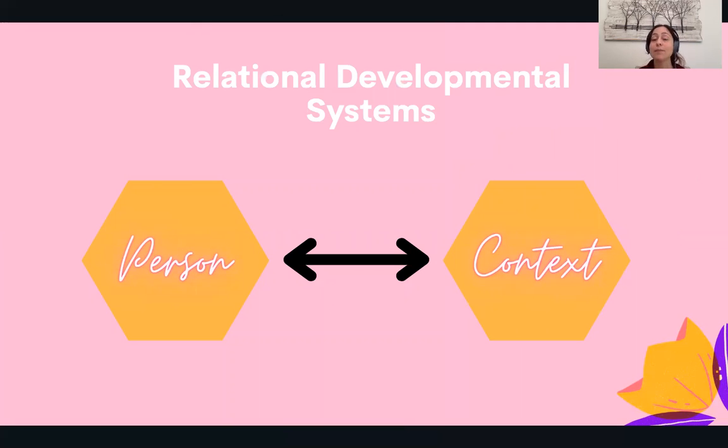Systems theory has also been applied to development across the lifespan through what is called the relational developmental systems theory. And this emphasizes the bidirectional interaction between person and context across time. This is important because it suggests that we can impact a developing person by impacting the systems they interact with and vice versa.